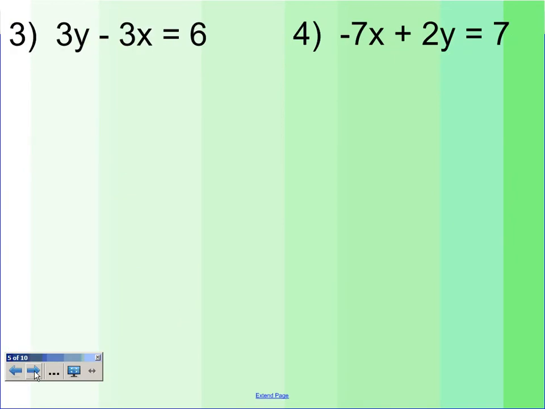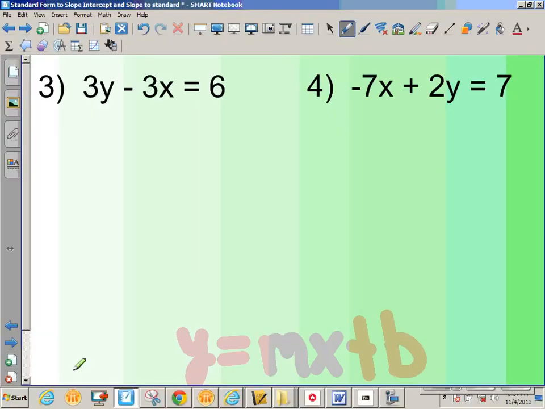On example number 3, once again, we are solving for y. We want to put it in slope-intercept form. That's otherwise known as y is equal to mx plus b. Okay, making sure I have ink.